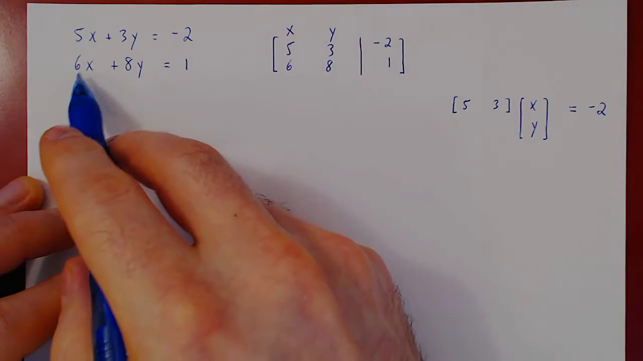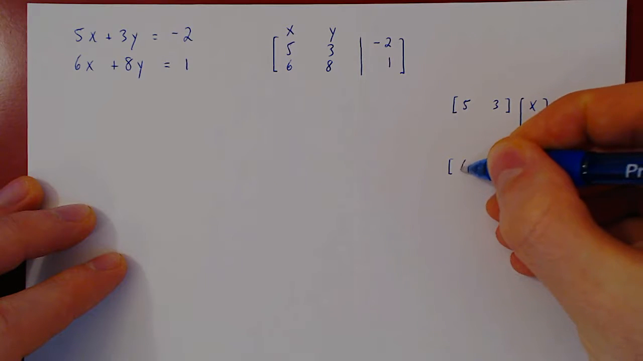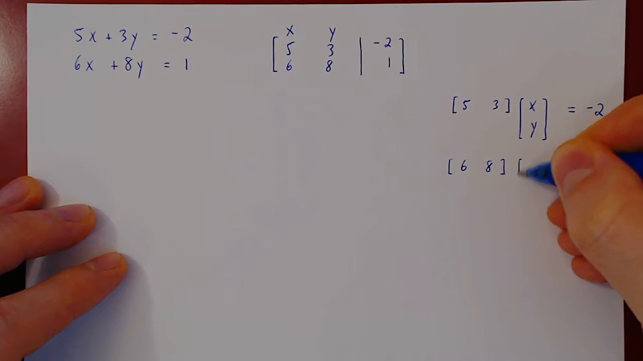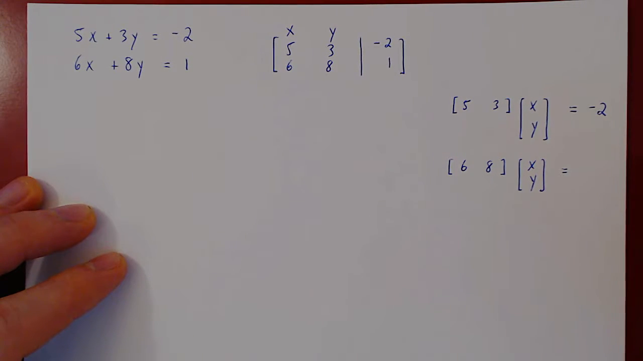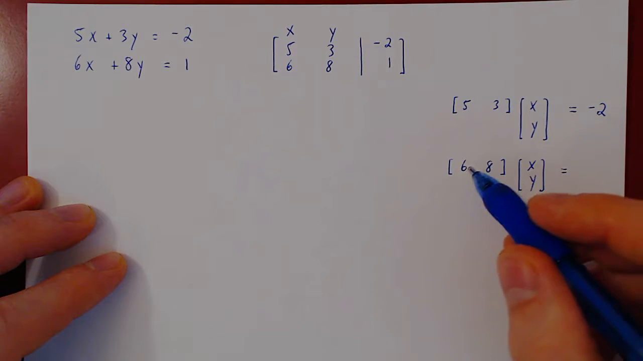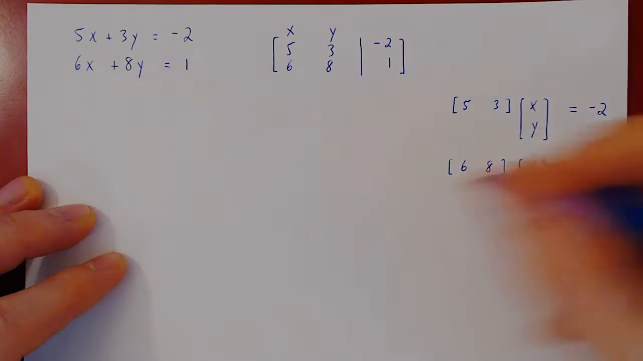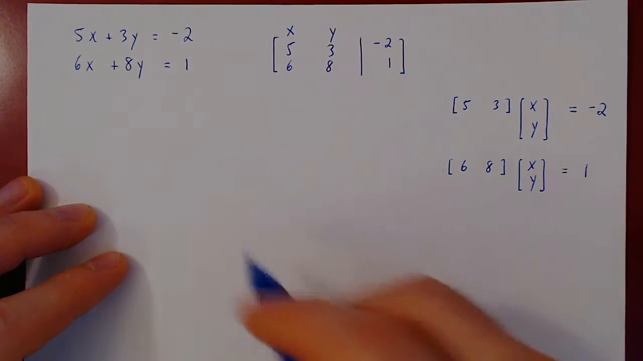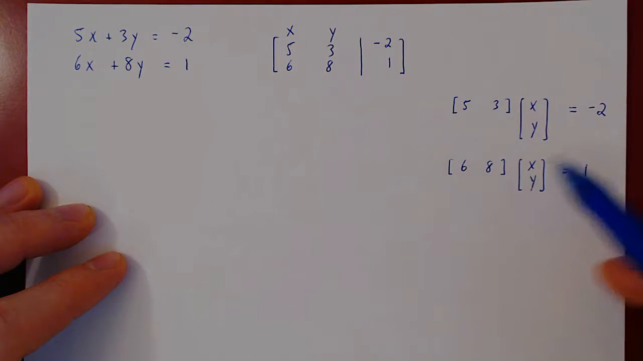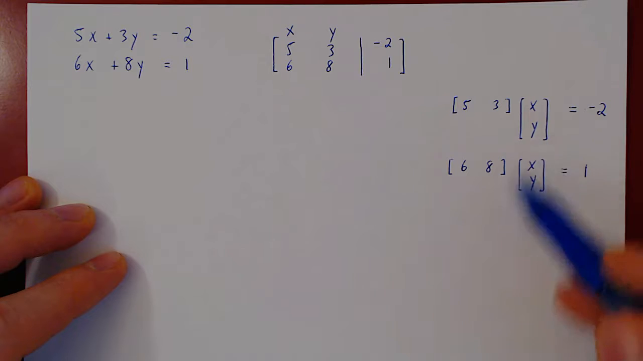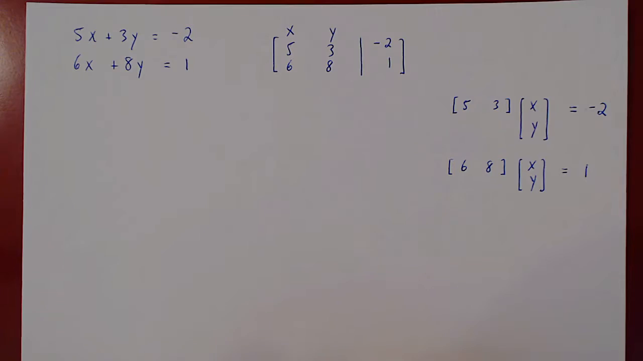Look at the second row. Again, 6 times x plus 8 times y equals 1. This looks like a row that is 6, 8 times the column x, y. Once again, the result is a 1 by 1 matrix, which we can think of as a real number. And we would get 6 times x plus 8 times y equals 1. So you see that every equation of the linear system is a matrix multiplication between a row and a column. Well, we can easily combine this into a single matrix multiplication equality.